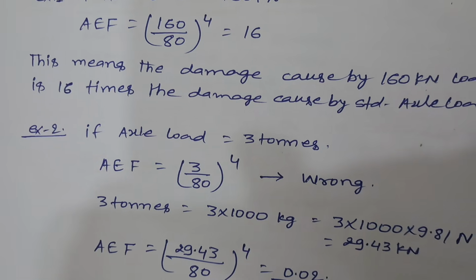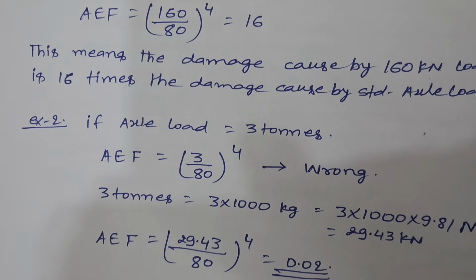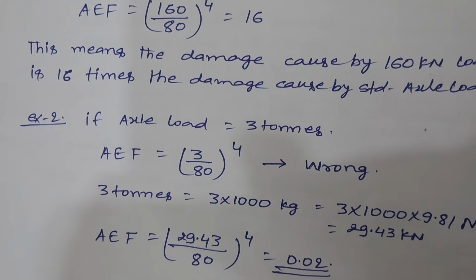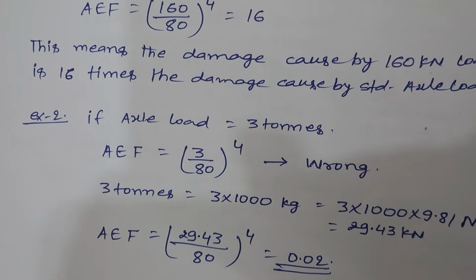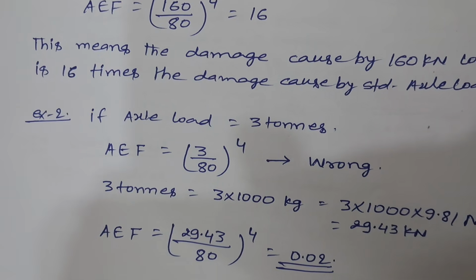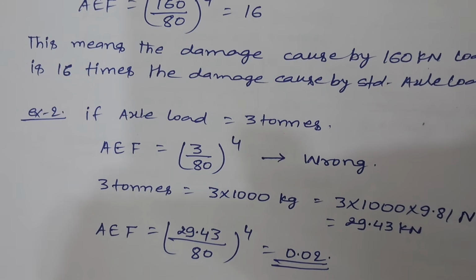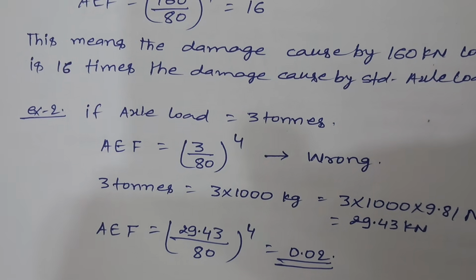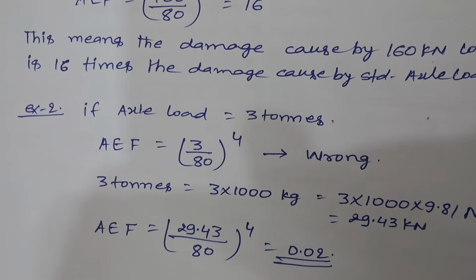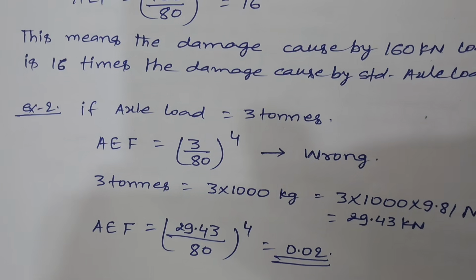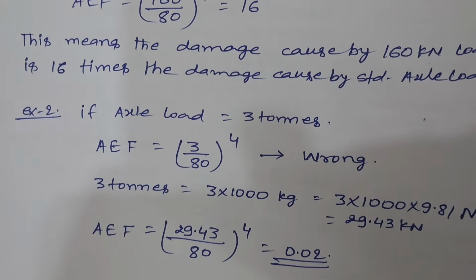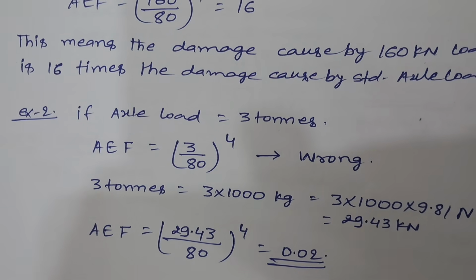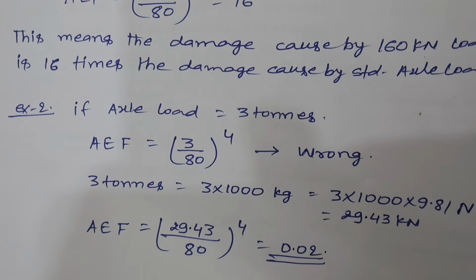If the axle load is 3 ton, then how to find AEF? If we do 3 divided by 80 to the power 4, it will be wrong, because the unit of 3 is in ton and the unit of 80 is kilonewton. So we cannot simply divide 3 by 80 to the power 4. First we have to convert 3 tons into kilonewton.